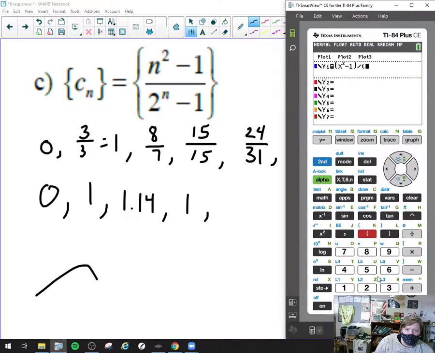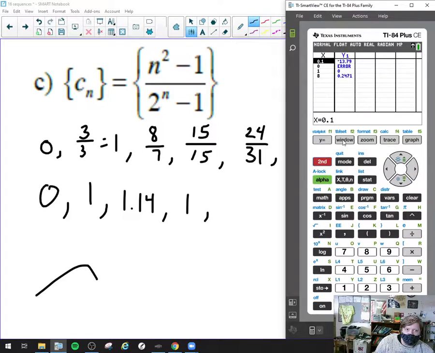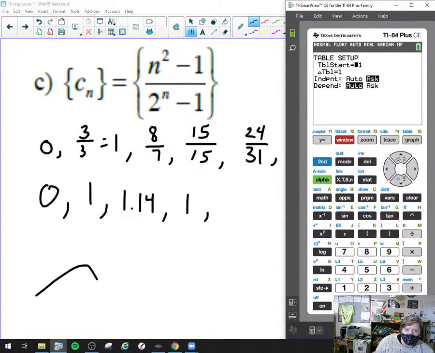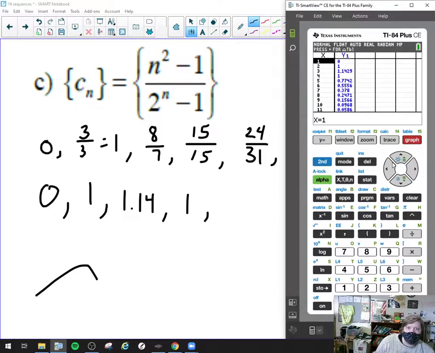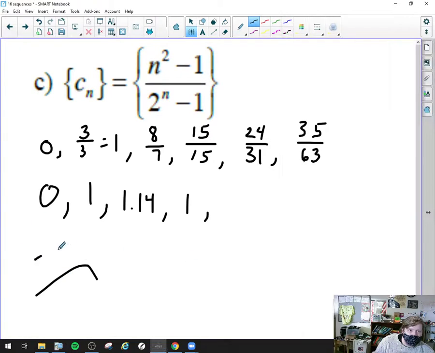Let's see, 2 to the x. So let me just have it generate table values. Tables start at 1, go by 1, just do it for me. All right, so goes up, comes back down, goes down, down. Oh, they're getting smaller and smaller. Oh, okay, so it came up for a little bit, but then it's just going down, down, down, down, down.